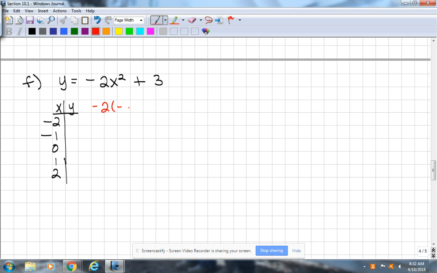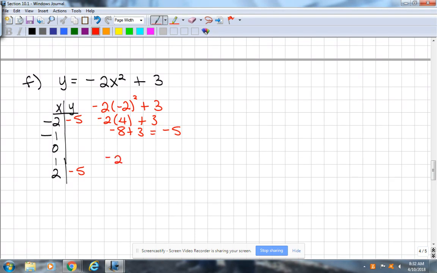So -2 times -2 squared plus 3. What's -2 squared? 4. So negative 2 times 4 plus 3. What's negative 2 times 4? And what's negative 8 plus 3? Negative 5. So this one's negative 5, and this one's negative 5.